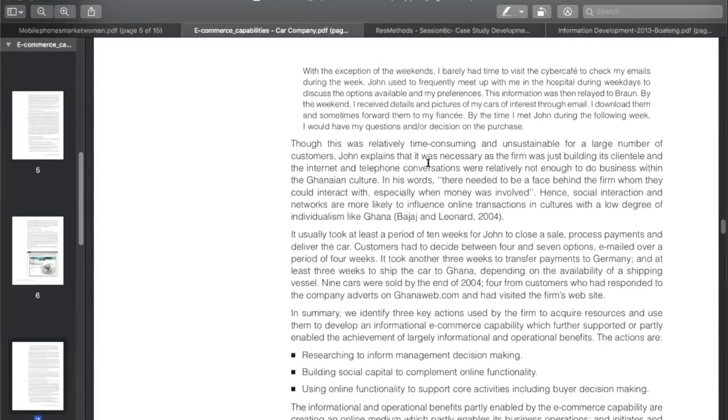Look at here. John explained that it was necessary as the firm was building clientele and the internet and telephone conversations were relatively not enough to do business. So within the culture has to do with contextuality. And then the complex concept about the fact that he was trying to meet all the customers one-on-one. So he had to explain it there. And he goes on to explain in his words, there needed to be a face behind the firm. So all these things have to do with context, contextuality, and then detail.